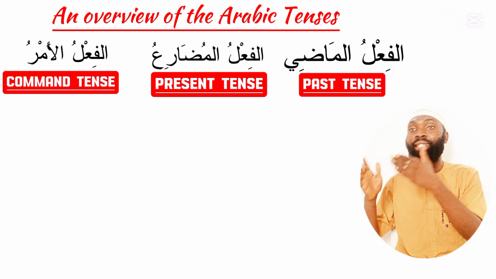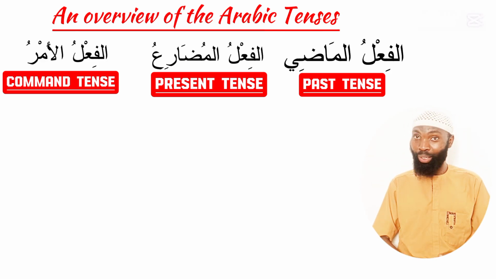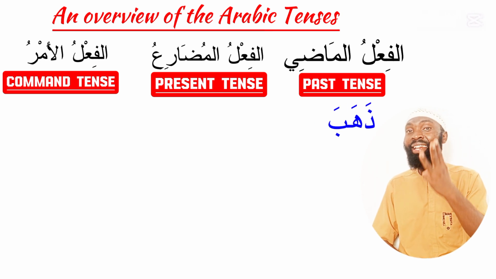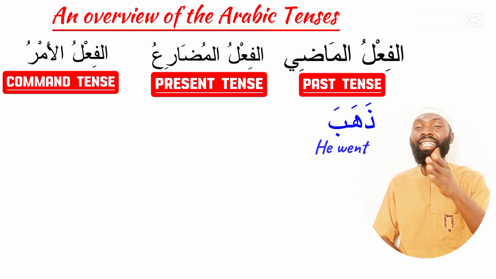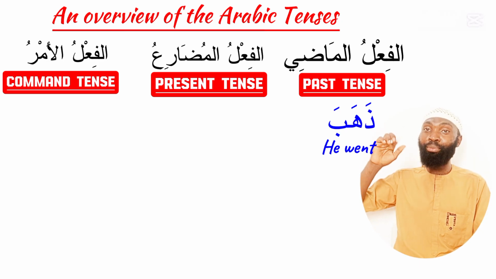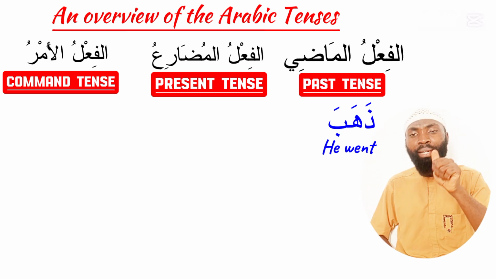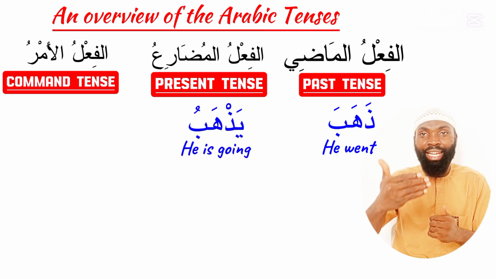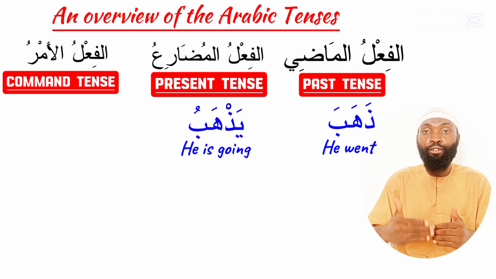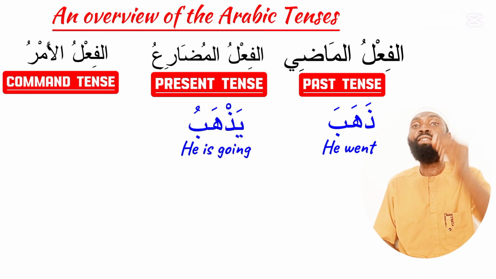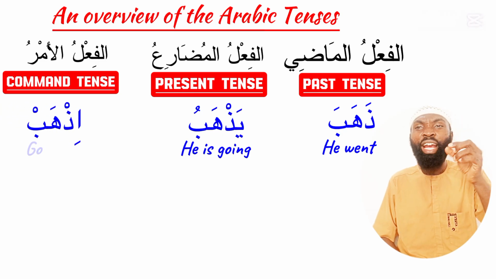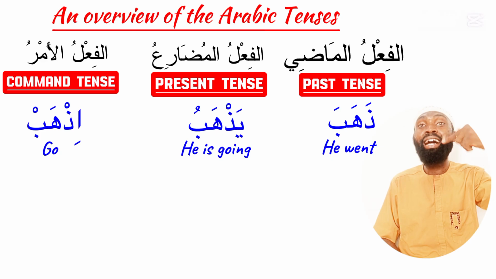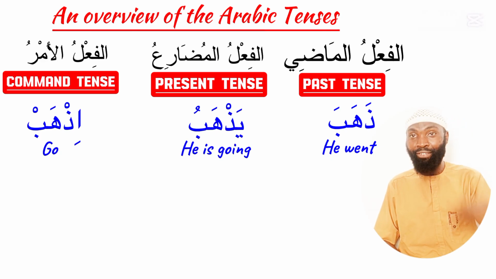If you look at the past tense verb, an example to start with, let's look at the word dhahaba. Dhahaba, having 3 letters, simply means he went, and this action is performed in the past. Then the present form of this would be yadhhabu, he is going, an action that is being performed at the moment. Then we have the word idhhab, go. Here you are commanding someone to perform an action which will come later after your command is given.